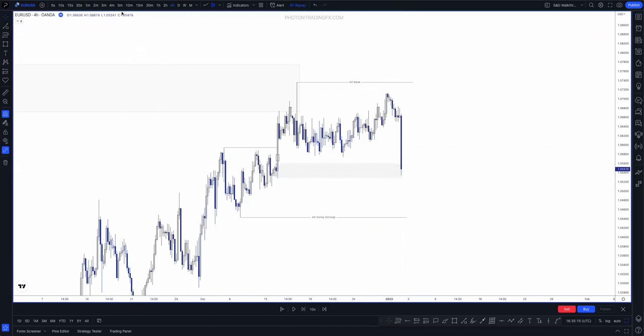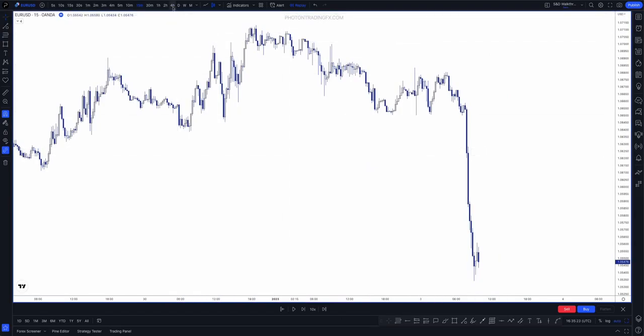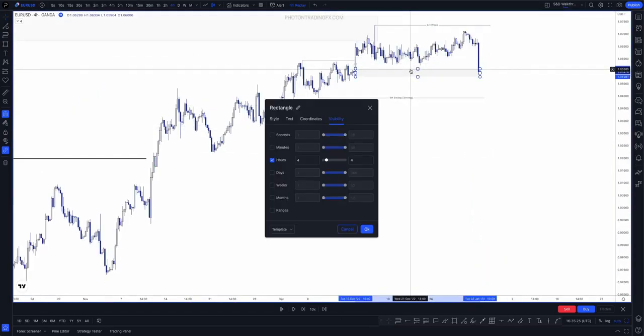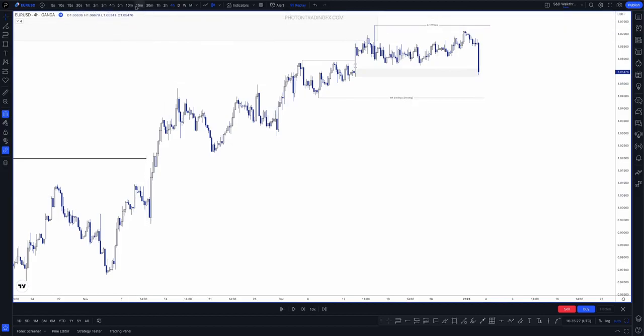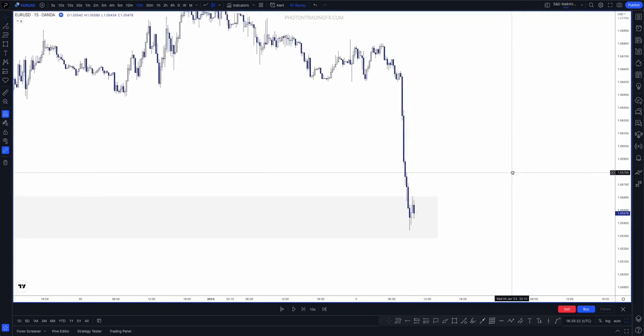So let's jump down to our lower time frame, which is the M15 in this case, and see if we get our entry model, and it would be super helpful if the 4-hour zone would appear on that time frame, which hopefully it should do now. Cool. Okay, so we're setting in with a lot of momentum.